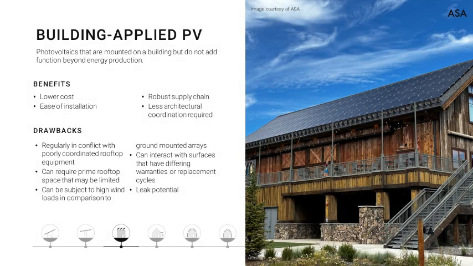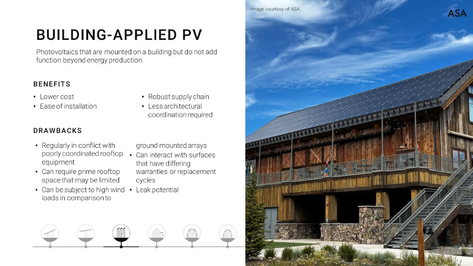Building applied photovoltaics should be heavily considered when your roof or walls are significant compared to your floor area, when you want to maximize savings on a non-incremental basis, and when your roof is free of obstacles. The clear benefits of BAPV are its low cost, efficiency of the installation process, its robust supply chain, and the more minimal requirements from an architectural coordination perspective.